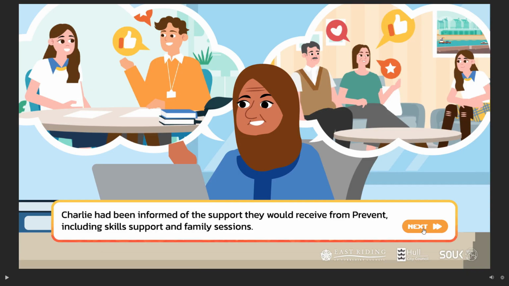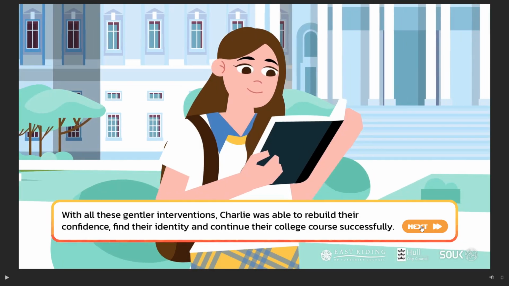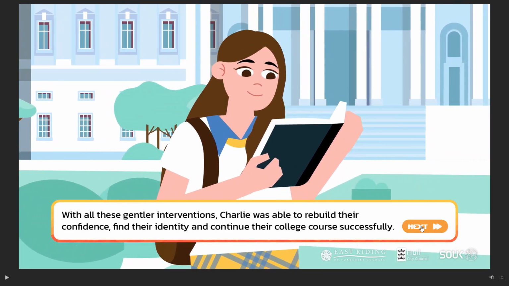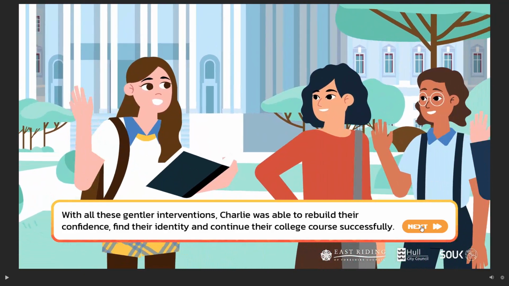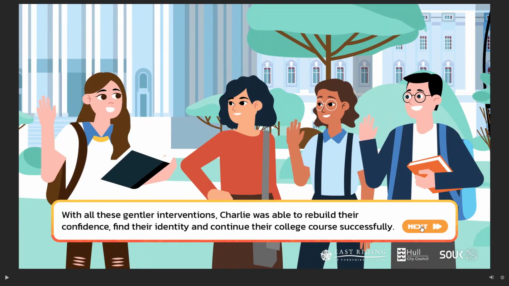Prevent. I'm looking at this and I'm like, imagine if we had this system but for good things instead of some sort of, you know, dystopian kind of thing. With all these gentler interventions, Charlie was able to rebuild their confidence, find their identity, and continue their college course successfully. All these people.